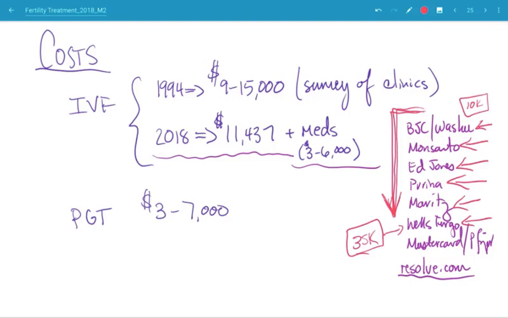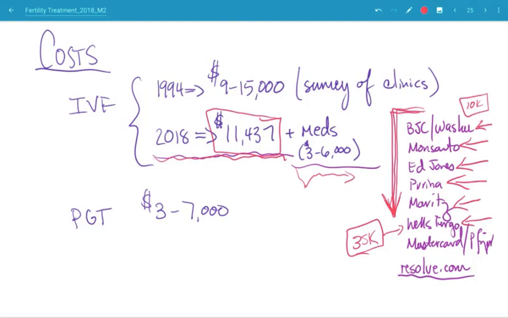Some places will cover 2 cycles. They won't have a max cost out of pocket. They'll just cover cycles. But if you don't have coverage, which is most patients, we'll say 50-50 in our practice. Some clinics, it's 100% do not have coverage, or very few have coverage. But if you don't have coverage, the cost of IVF is $11,437, plus the cost of the medications, which are ordered and billed separately.